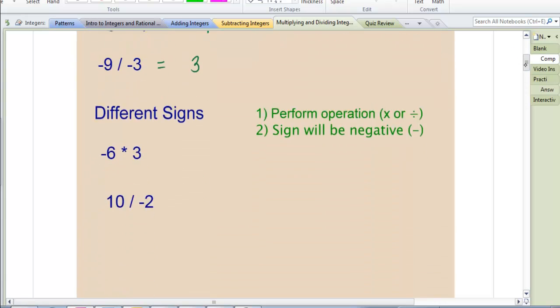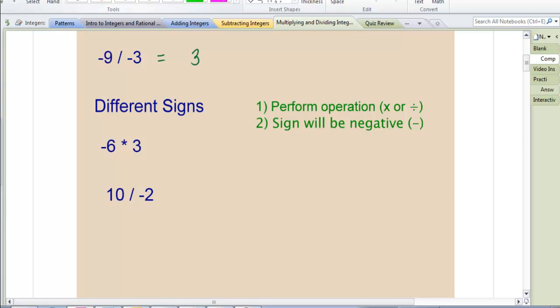Very good. When you have different signs, you're going to go ahead and perform your operation, either multiply or divide, and then your sign will be negative, always, if the two signs are different. So what's 6 times -3? 18, very good. And since they're different signs, what's the sign? Negative. Very good. 10 divided by -2 is what? 5. And so since they're different signs, it's a negative 5.